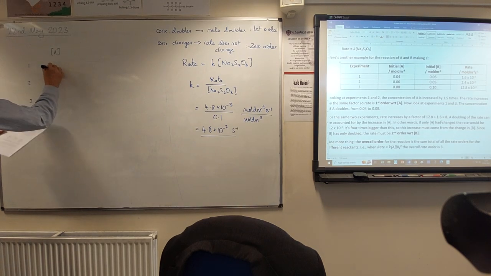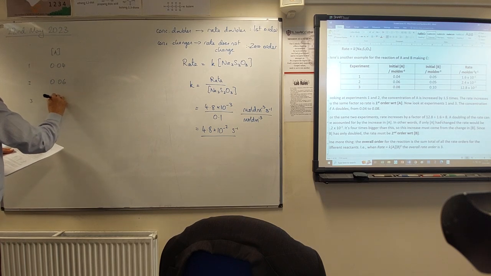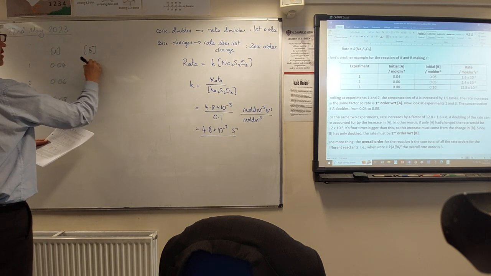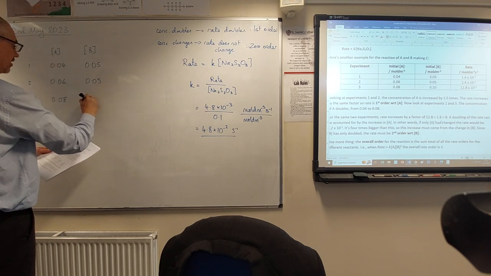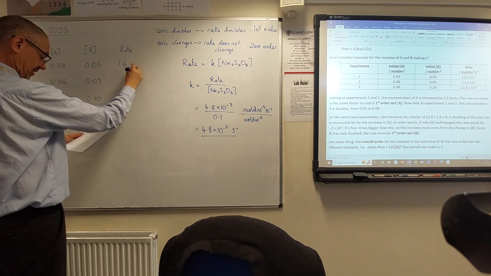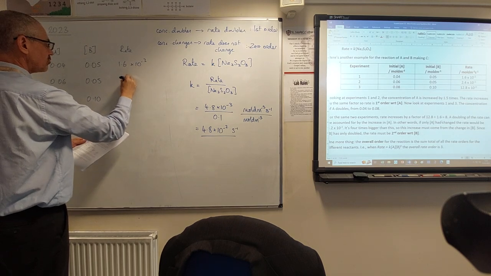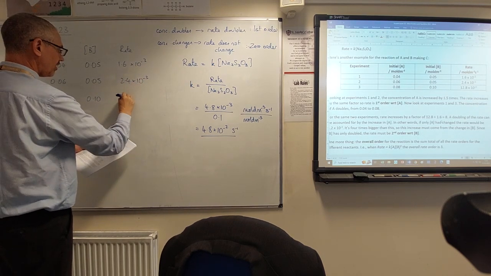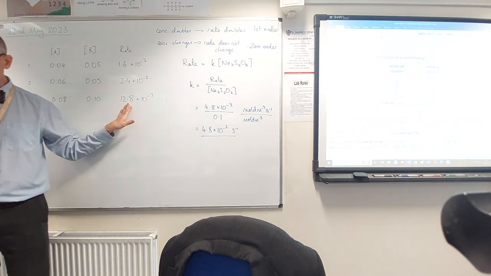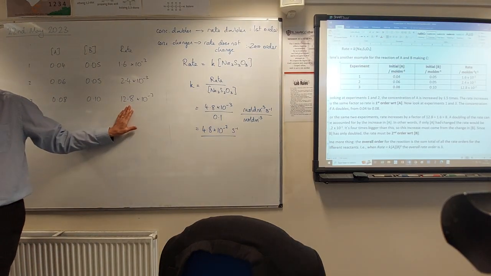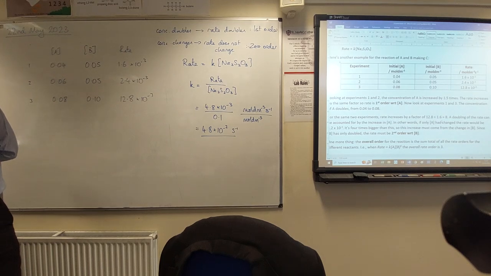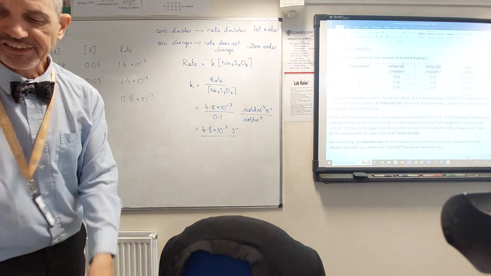So we've got concentration of A, 0.04, 0.06, 0.08. Concentration of B, 0.05, 0.05, 0.10. And then we've got rate, 1.6, 2.4, 12.8. I'm kind of being kind there. I've put 12.8 times 10 to the minus 3 just because it makes it a bit easier to work with the numbers. But they probably won't do that in the exam. They'll say 1.28 times 10 to the minus 2. But it just enables us to instantly compare the values.